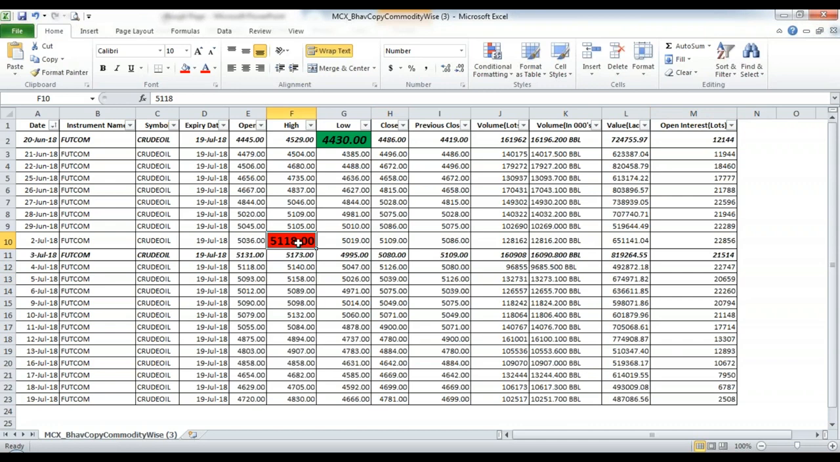Yes. So this is a resistance, no doubt, but I am not able to trust it just because on this day the open interest did not increase, right? So that is the reason. So let me not make it bold. I'm just marking it here. Now on this day, the open interest has reduced, if I look at it.